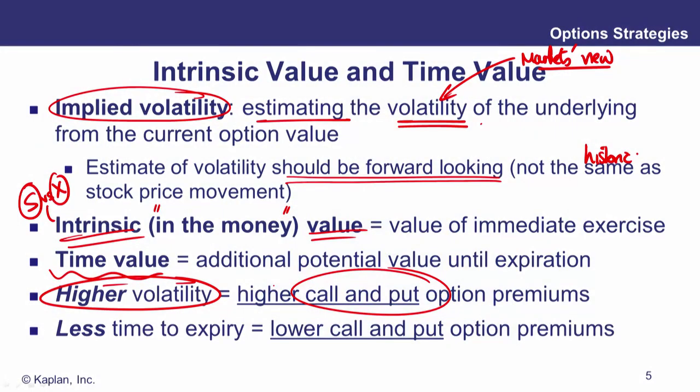Generally speaking as well, less time to expiry tends to lead to lower valued options. So if you've got an option for a week, that's not likely to have as much value as an option that you could exercise over the next month or so. So generally speaking, less time to expiry, lower valued options; more time to expiry, more valuable options.